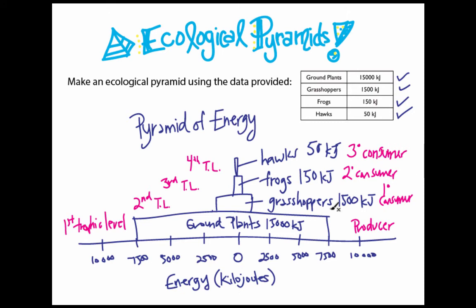And if you make sure that you have all of this key information as part of your ecological pyramid, then you know that you're going to get the full mark. So you need your title, you need your labels, and then also your proper scale, and then all of your data illustrated appropriately.